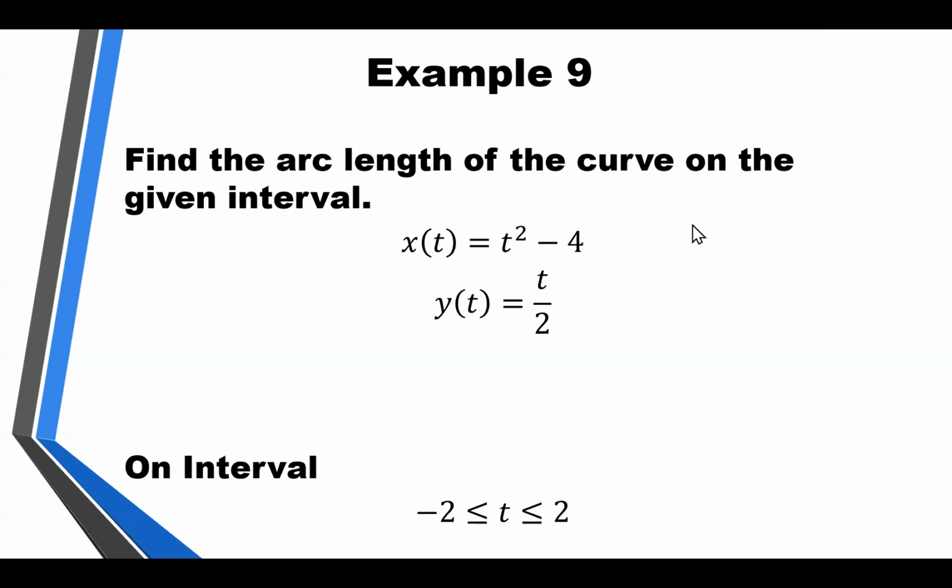In example 9, we have a set of parametric equations that we've dealt with before. We're going to find the arc length of that curve from t values between -2 and 2. This was the parabola pointing right. And so we're going to find the arc length of that parabola from t values of -2 to +2.